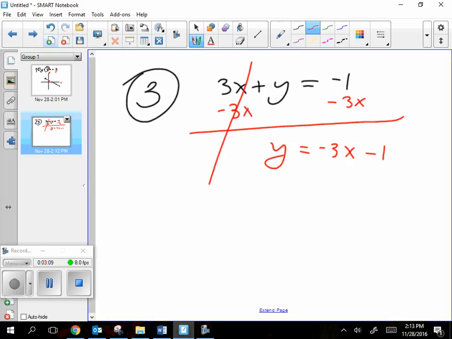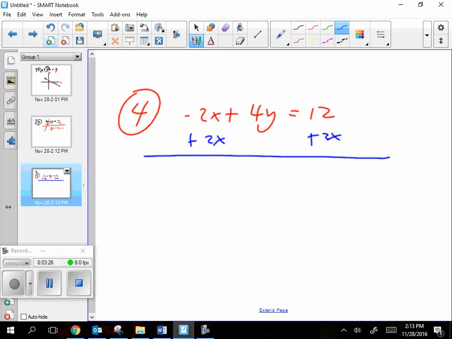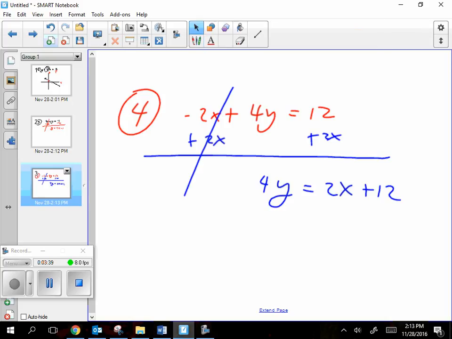Add 2x is correct. Number 4, you add 2x on number 4, which is minus 2x plus 4y equals 12. You'd start by adding 2x to both sides. And then you bring this down. The problem is the y isn't alone yet. You have to do one more step to get the y alone. That's problem 4 on the worksheet. I'll leave that up there for a little bit.